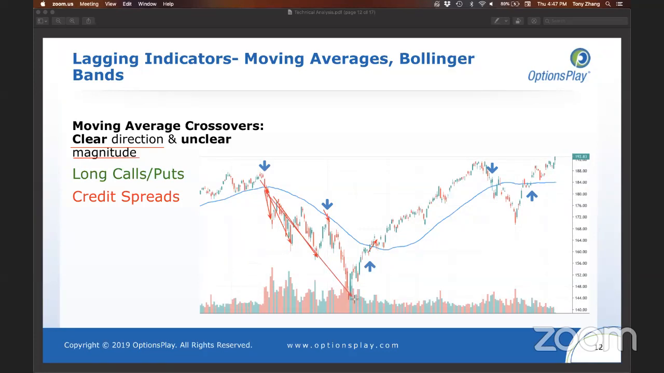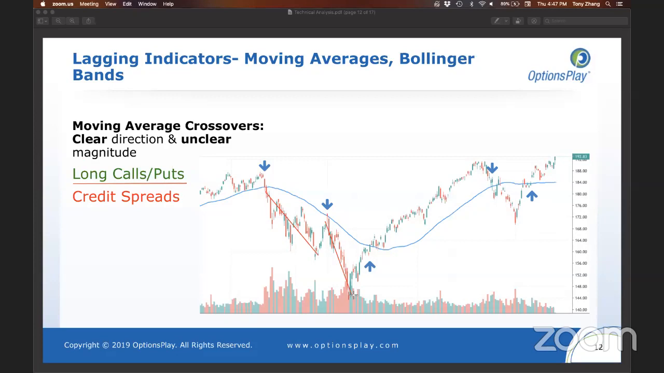There's nothing in that moving average crossover that gives you a clear sense for magnitude. So there are two ways that you can play this. If you are overly bullish or overly bearish on the stock, then typically what you might want to do is simply buy a long call or put, because again, this stock can make a big move to the downside as a result of a crossover.